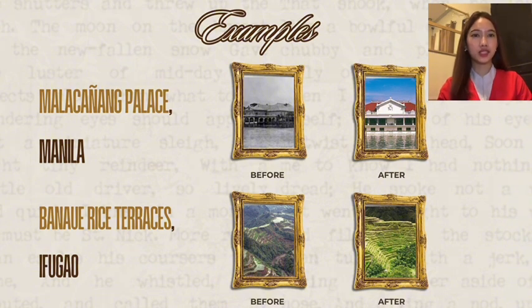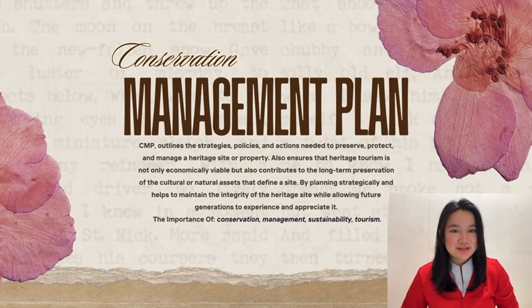Next are the Banawe rice terraces in Ifugao, often called the Eighth Wonder of the World. The Banawe rice terraces were ingeniously carved into the mountains over 2,000 years ago by the Ifugao people. Recognized as a UNESCO World Heritage Site, they reflect the agricultural practices and cultural heritage of the indigenous people. So let's talk about the conservation management plan.